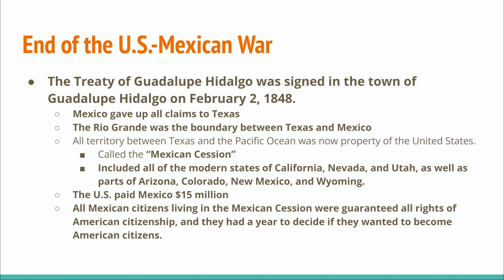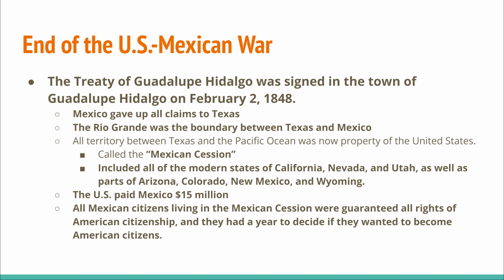So, big takeaways for the Treaty of Guadalupe Hidalgo. The Rio Grande is the boundary between Texas and Mexico. Mexico gives up claims to Texas, and the United States gets the Mexican Cession, and all that Mexico gets is just $15 million, which for that amount of land at that time was not a lot of money.